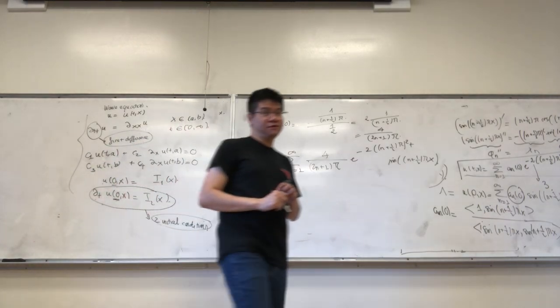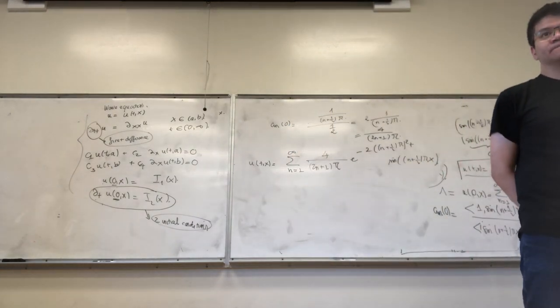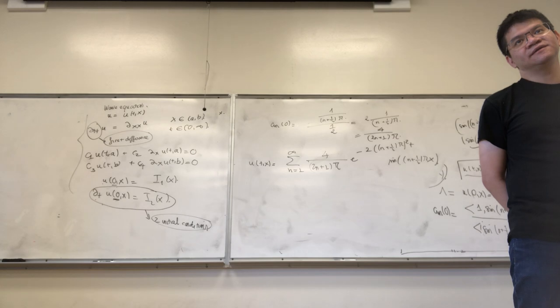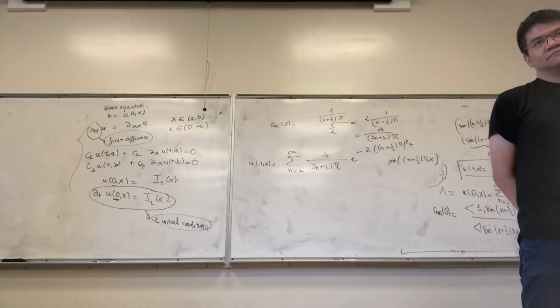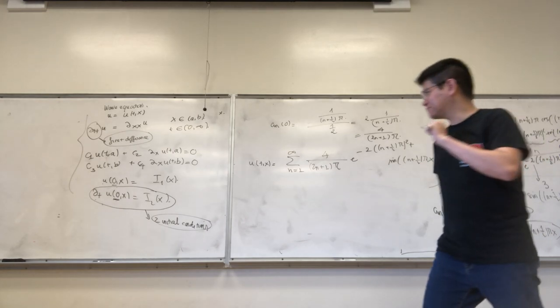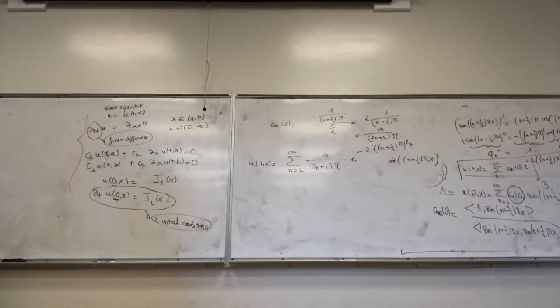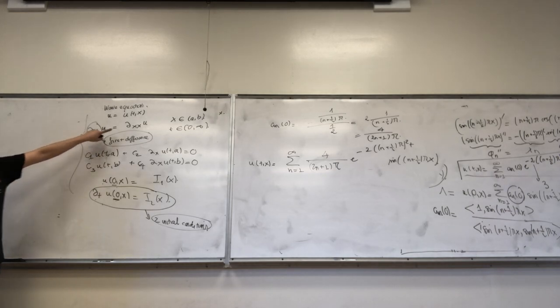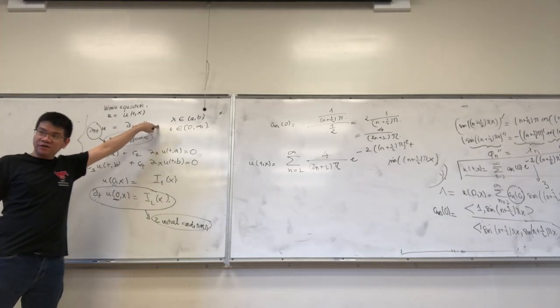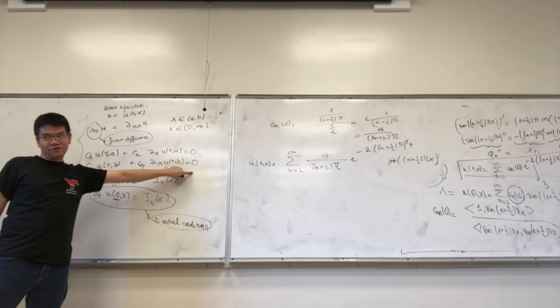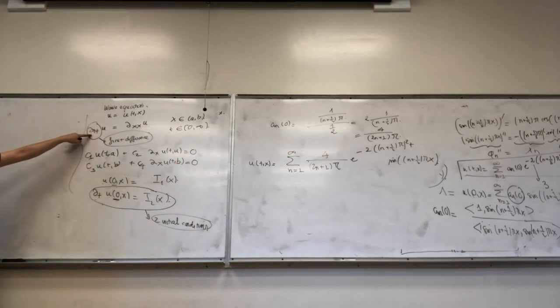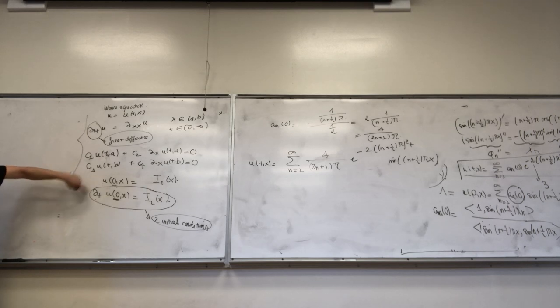So you know why we have two initial conditions? Here you have to have two initial conditions because the equation is second order in t, right? The equation is second order in x, which means that you have to have two boundary conditions. And here you have a second order derivative in t of u, which means that you also need two conditions for t, right?